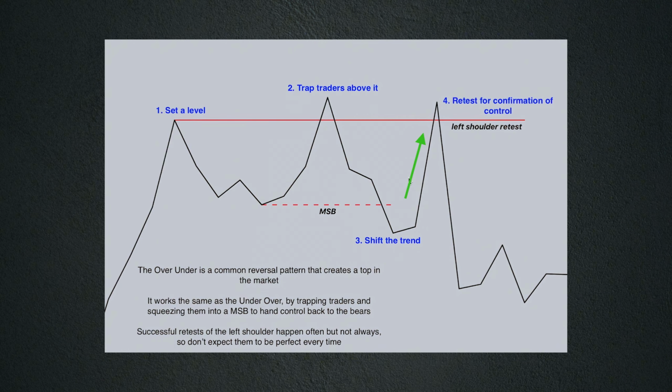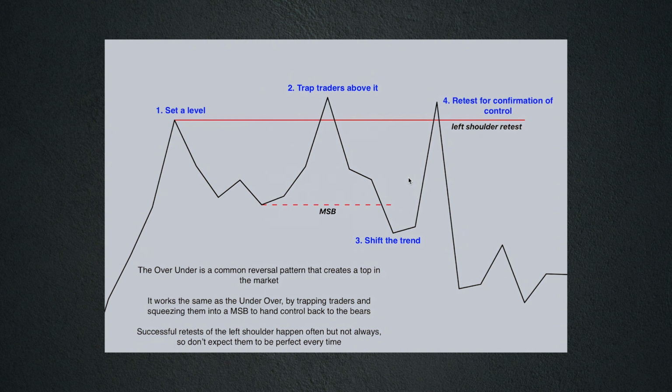Another left shoulder retest. So this works exactly the same as the under over, and I've just shown you it in reverse. So the exact same principle as tops and bottoms: successful retests of the left shoulder happen, but not always. Don't expect to be perfect, okay? Again, nothing in trading is for certain. That's one important thing to know at this point, okay?